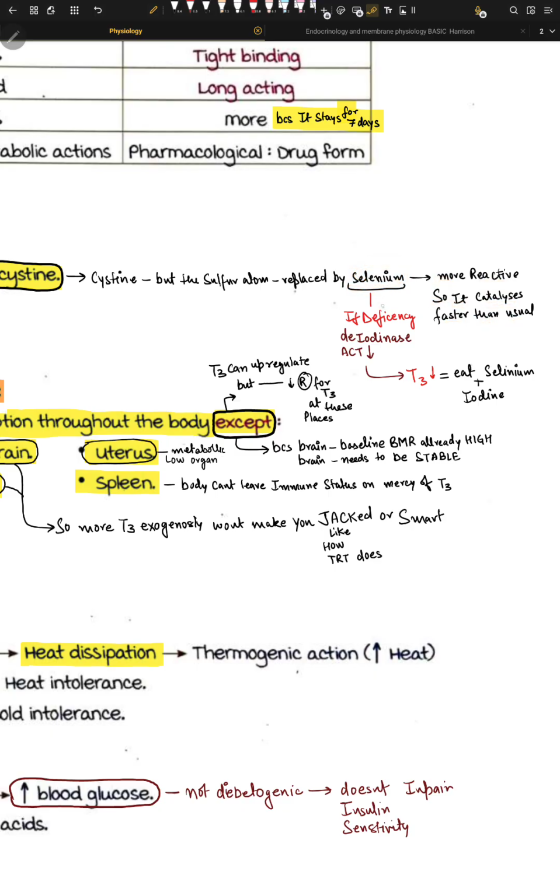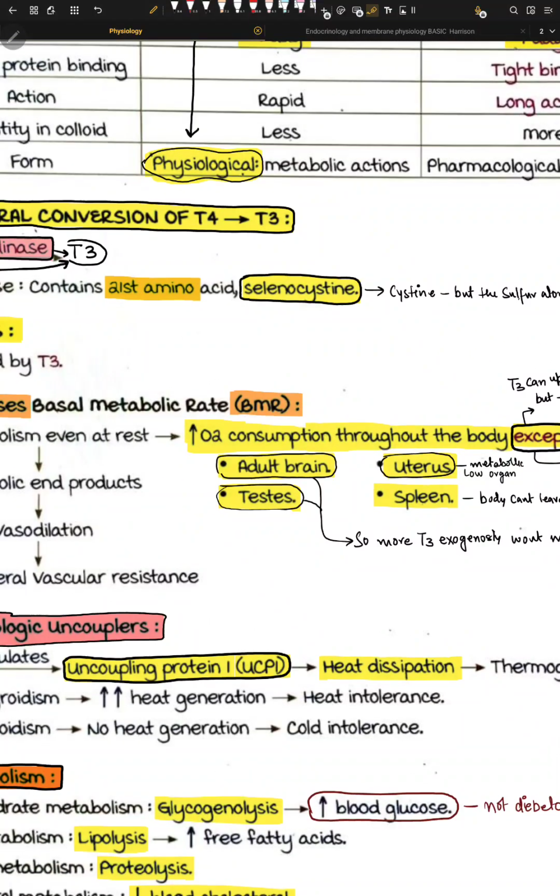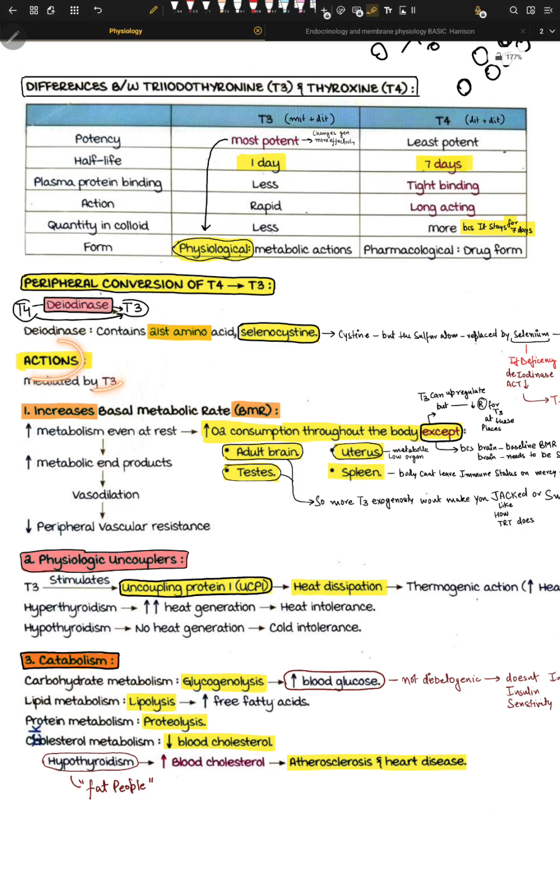And if there is deficiency of selenium in your diet, the deiodinase activity will go down. There will be less conversion from T4 to T3, and you will have less peripheral conversion, right? So deficiency of deiodinase results in less T3. So eat selenium plus iodine for good levels of T3 in your body. Mostly physiological actions are done by T3. Mostly pharmacological actions are done by T4.